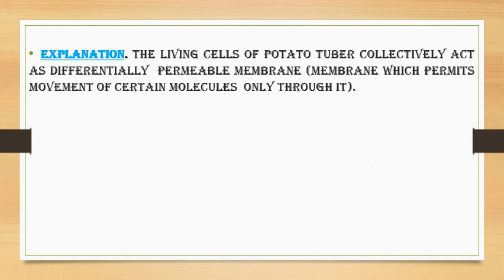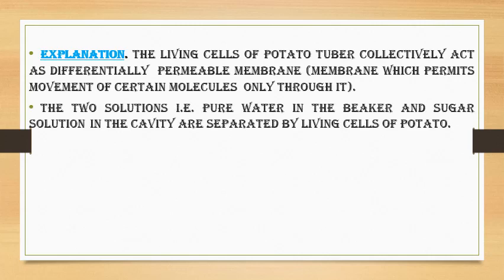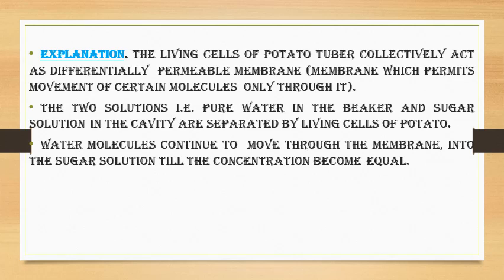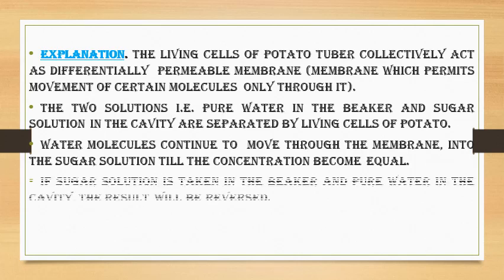So, explanation: the living cells of potato tuber collectively act as a differentially permeable membrane. It means a membrane which permits movement of certain molecules only through it. The two solutions, pure water in the beaker and sugar solution in the cavity, are separated by living cells of potato. Water molecules continue to move through the membrane into the sugar solution till the concentrations become equal.